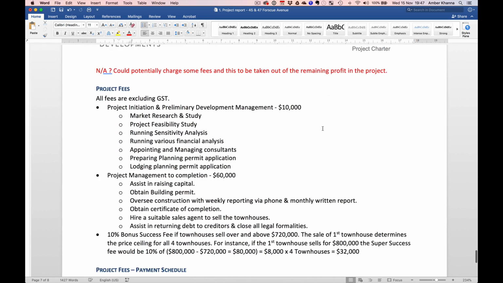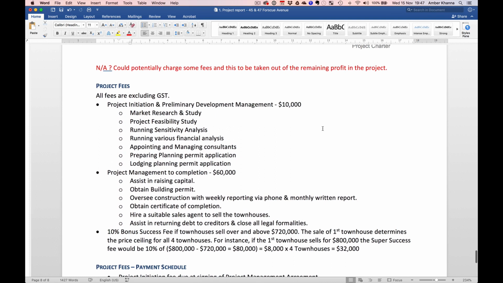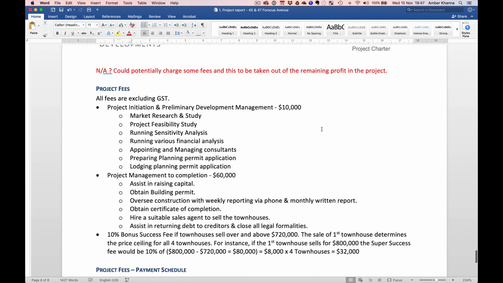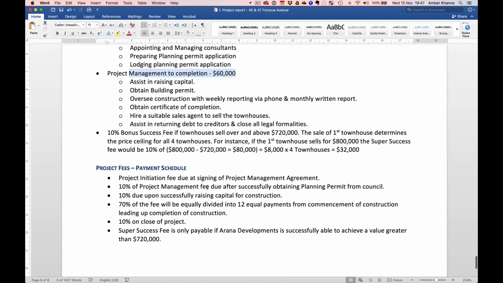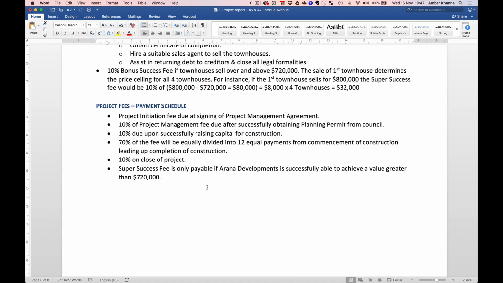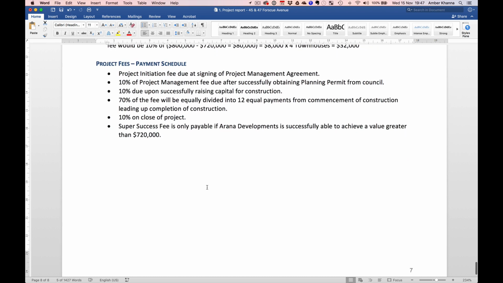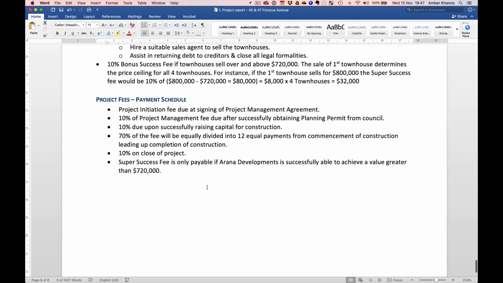What this report doesn't have is what happens if you don't deliver what you say you're going to deliver. You're saying project fees, you want 10 grand to do all of this, then you've got project management to completion, another 60 for this. All good and great, fantastic. But what if you don't deliver? I'm not too sure if I'm adding all of these.